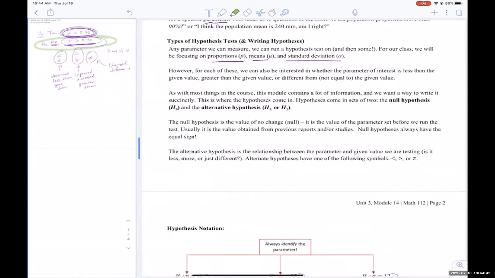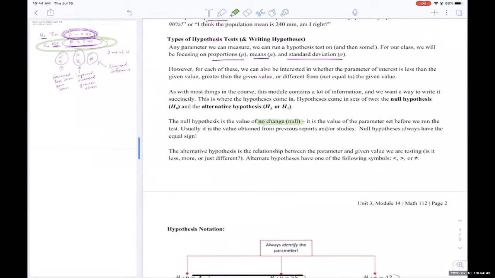Null hypothesis is the value of no change. As you can see, no change. Null means no change, always equal to. It is the value of a parameter that's set before we run the test. Again, same idea as a defendant being innocent until proven guilty. We already indicate that the defendant is always innocent. So null hypothesis is always no change, always equal to. Usually it is the value obtained from a previous report or study. Null hypothesis always has the equal sign.